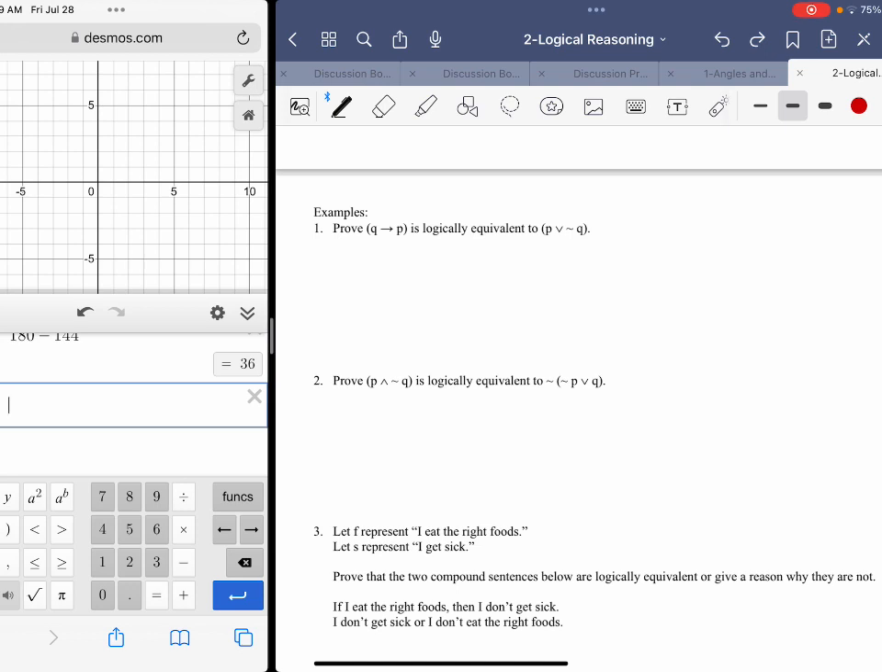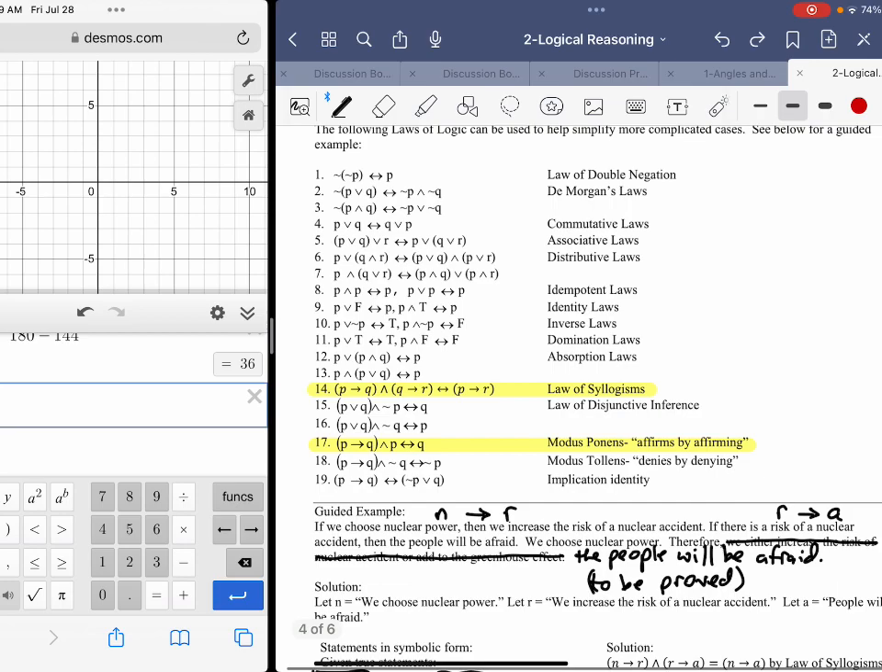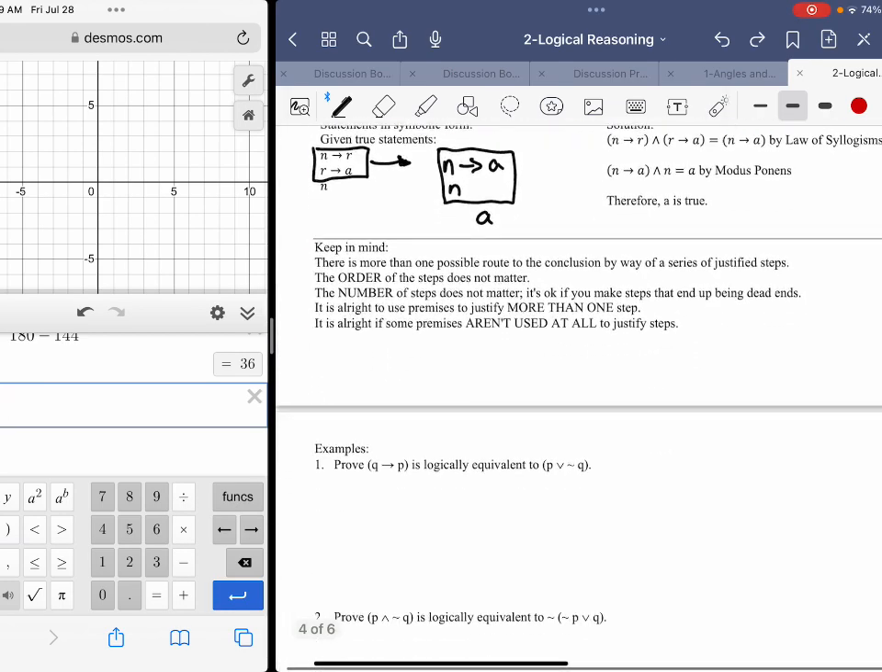Now, in some situations, the scenario is more convoluted. Like you might have 10 different sentences to make up your set of premises. If that's the case, then a truth table might not be the best approach. So what I would do is try to use one of the laws of logic. And if I can't find one that fits, then I'll use a truth table.